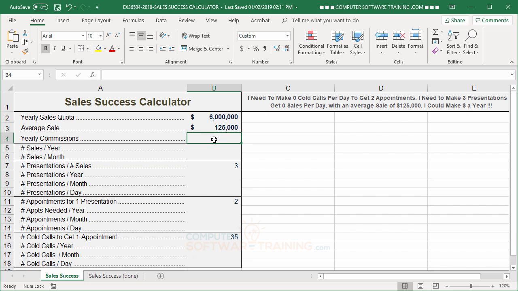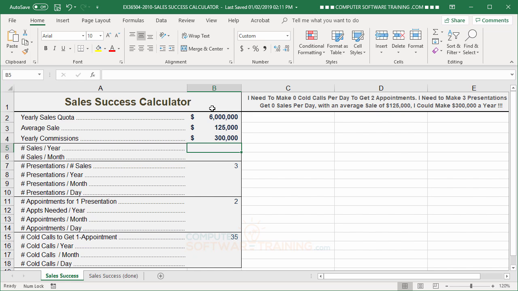Now, this was where I said we're going to be making 5% on the $6 million that we're hoping to bring in, right? So we're going to go to here, we're going to say equal. We're going to take our 6 million times 0.05. Enter that in, boom, just like that.